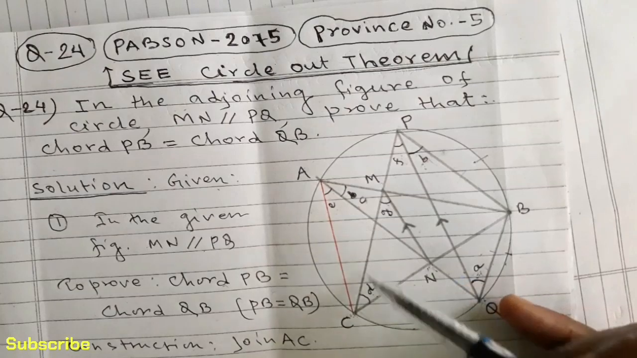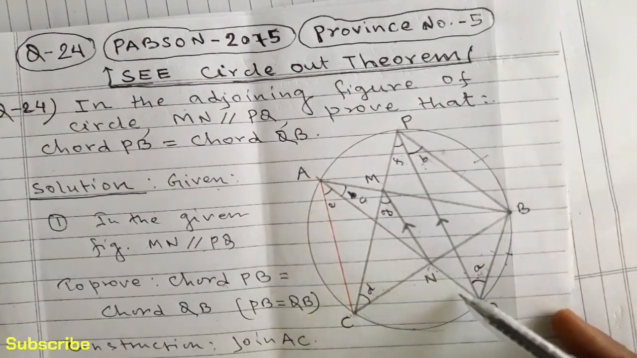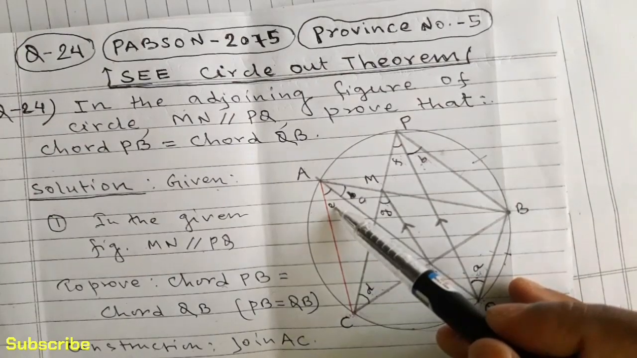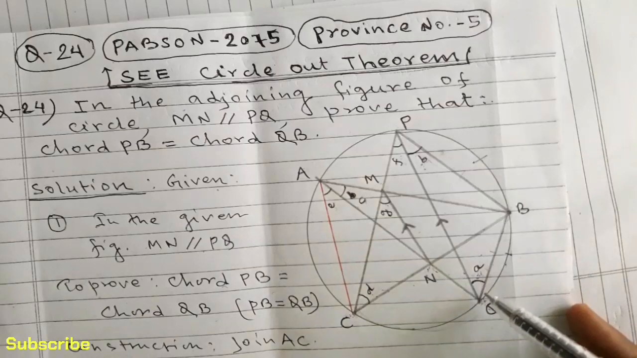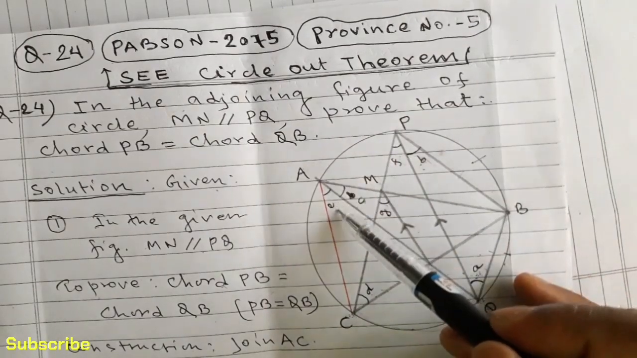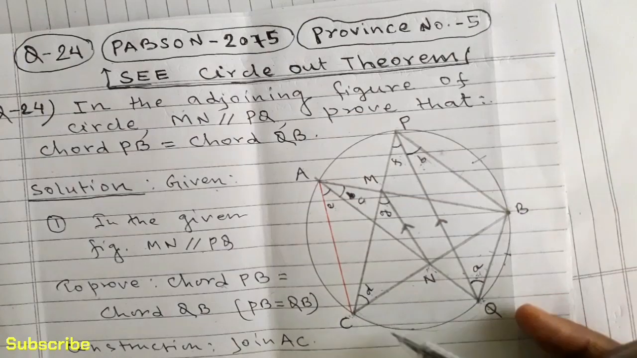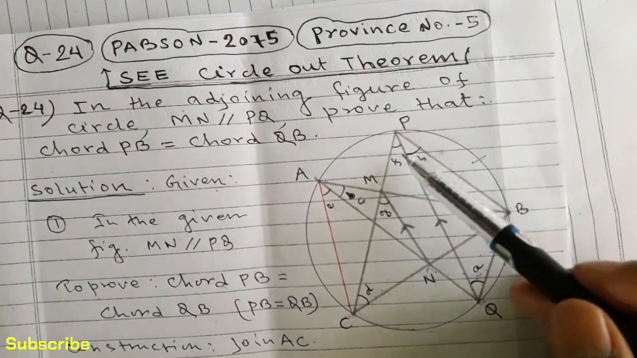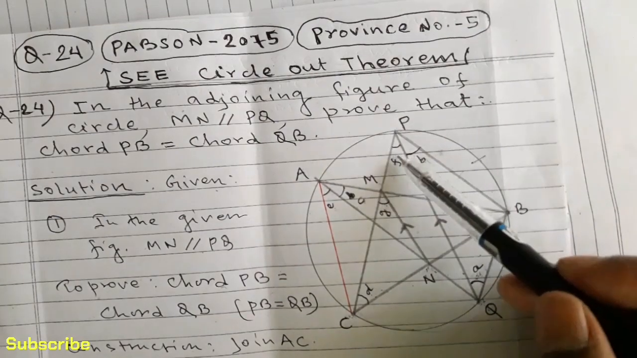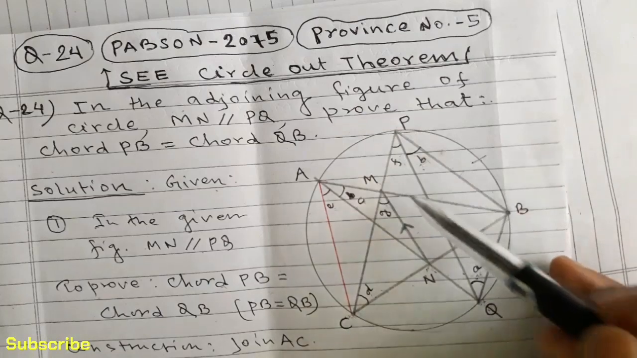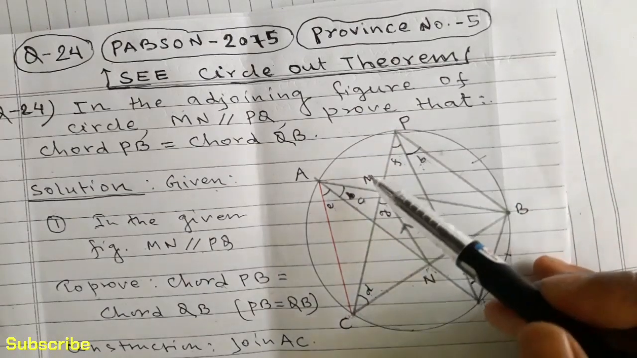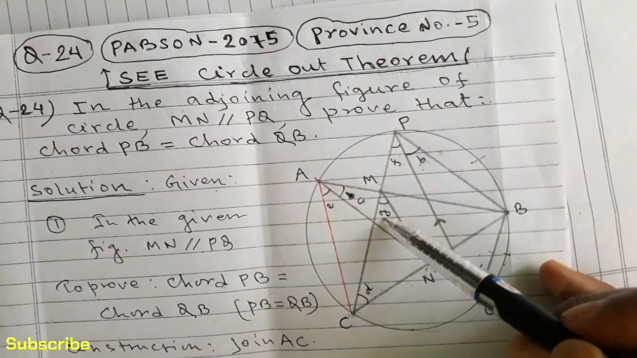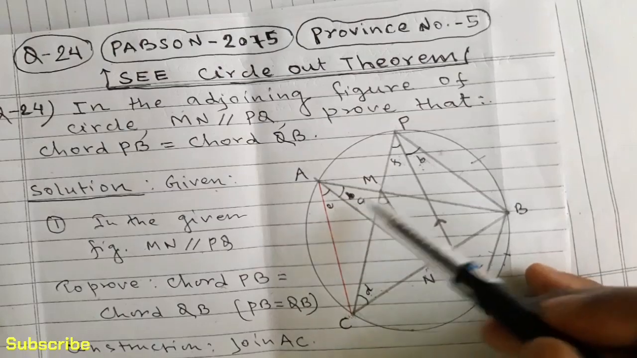Dear students, angle CAQ I have supposed as angle E, and angle CPQ I have supposed as F. We can write angle E is equal to angle F, because both angles are subtended by the same arc. Then we can write angle F is equal to angle G, because F and G are corresponding angles in the parallel lines MN and PQ. Then by combining statements 1 and 2, E is equal to F and F is equal to G, the common angle F will cancel, and we get E is equal to G.